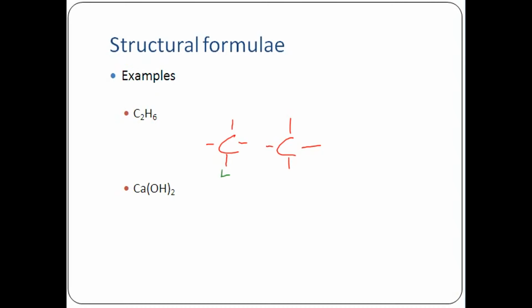Let's just take a wild guess here. Let's say there's an H down here. 1, 2, 3, 4, 5, 6 like this. That uses up all my hydrogens. My hydrogens are happy. My carbons, though, are short. Each one needs 1 more bond.